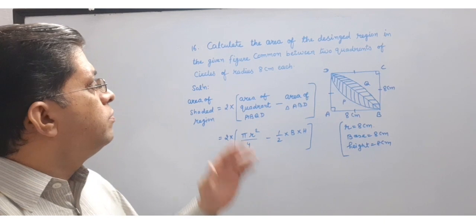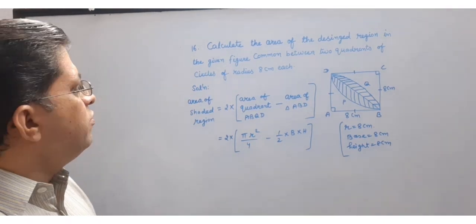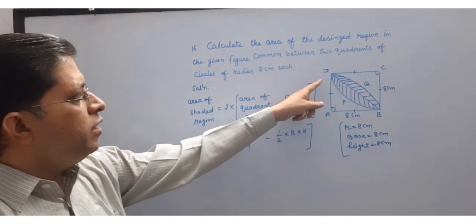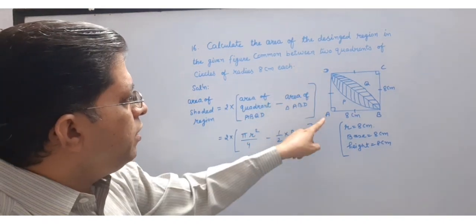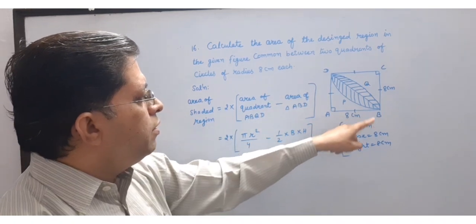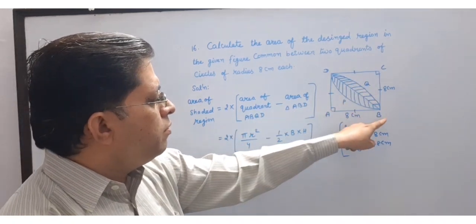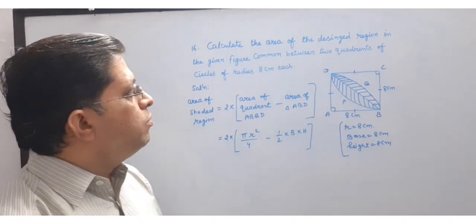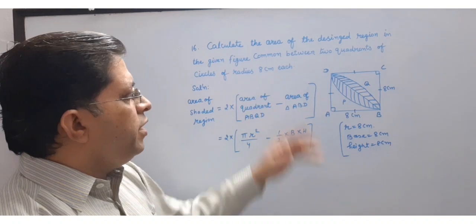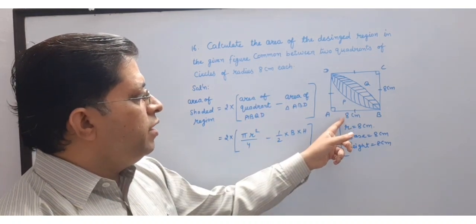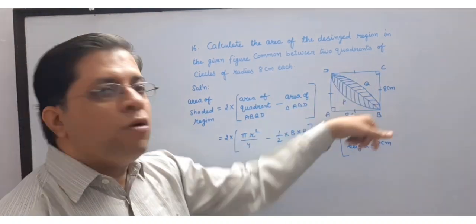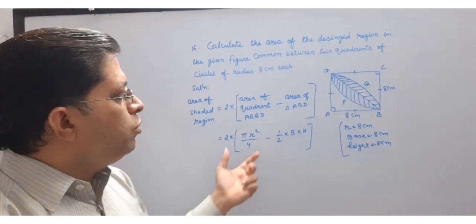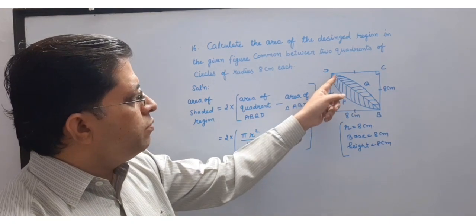Next question is, calculate the area of the design region in the given figure common between two quadrants. Two quadrants are there, no? One is DAB, and the second one is CBD. One design is given to you of the circle of radius 8 centimeter. This radius is 8, this is 8, this is 8, this is 8, all four are looking like a square. Now what to do? You have to find out this particular region.